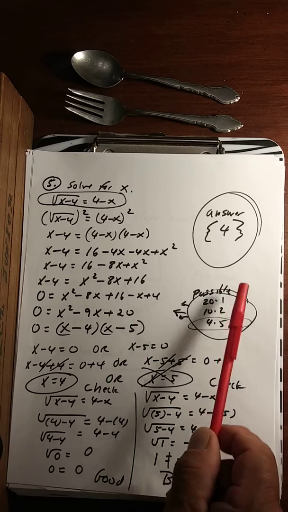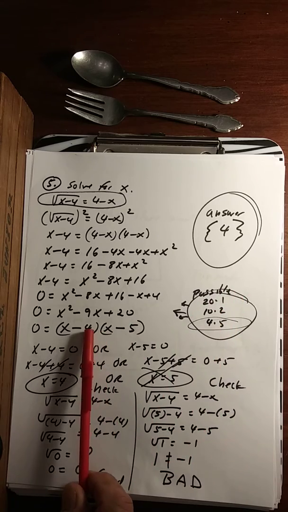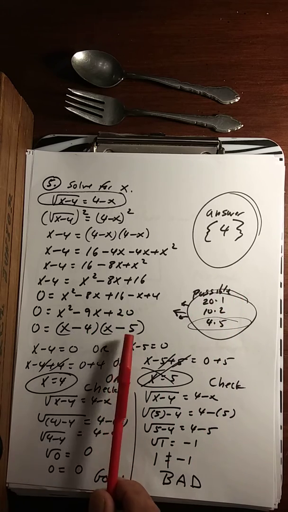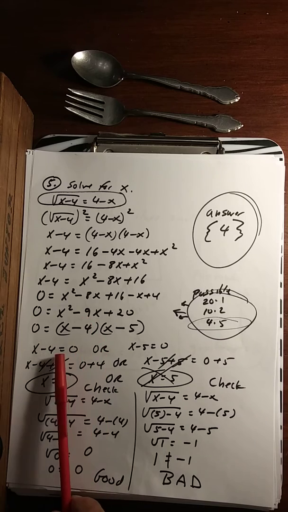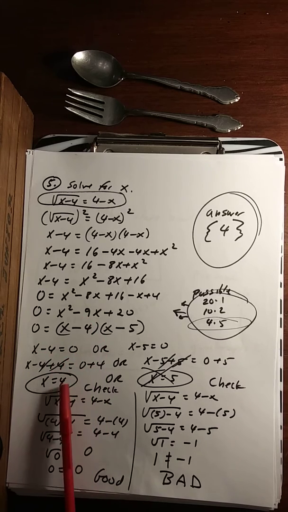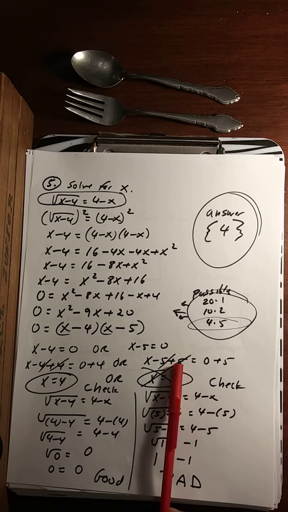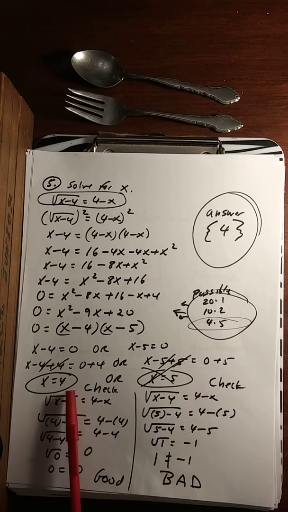So now 20 is these numbers. We're going to try 4, 5. -4 times -5 is 20. -5 and -4 is -9. X minus 4 is 0. Plus 4, plus 4 is that. X minus 5, add 5, plus 5. So 5. So 2 answers are there.